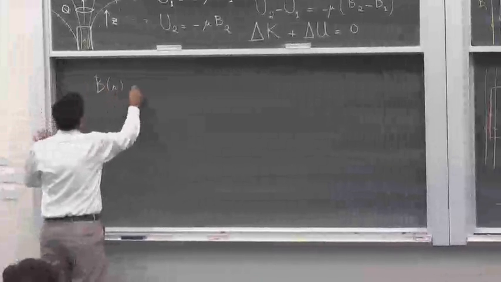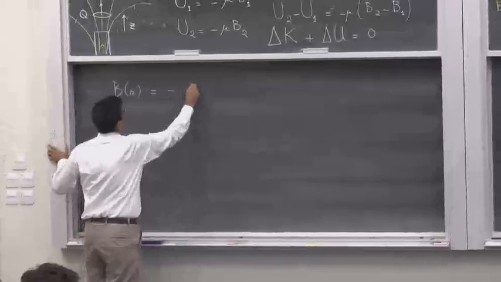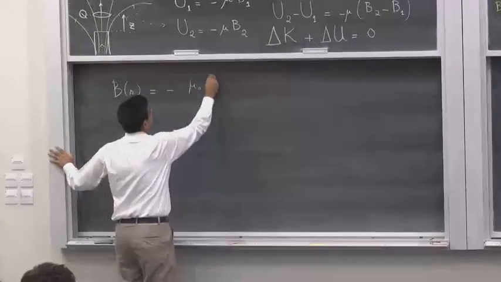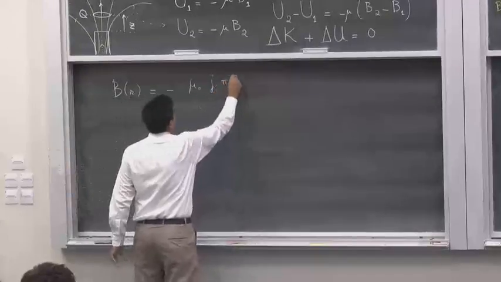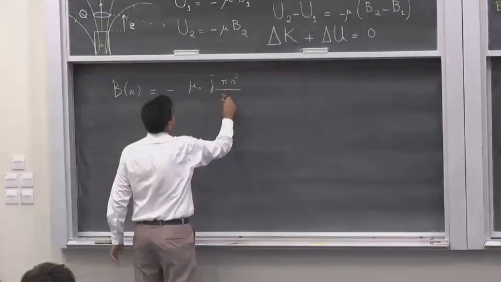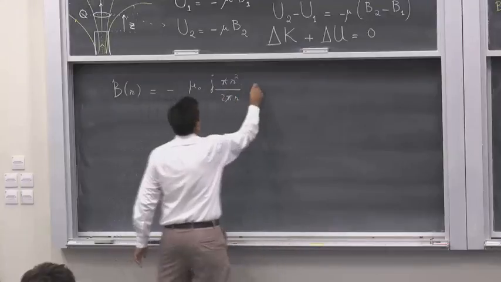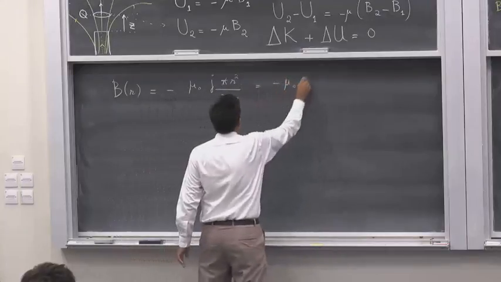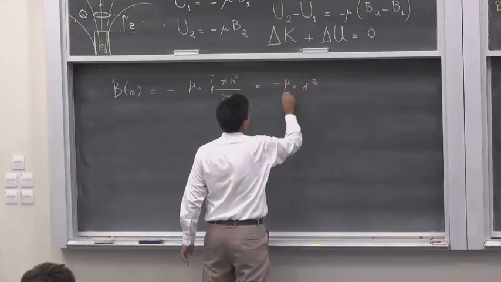So this magnetic field B(r) turns out to be minus mu naught J pi r squared divided by 2 pi r, which is minus mu naught J r over 2.